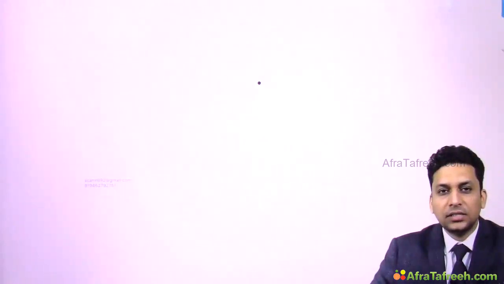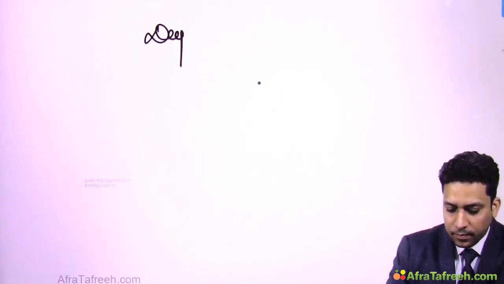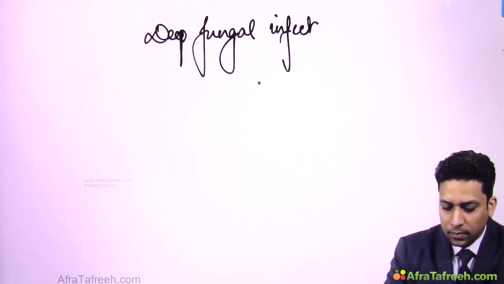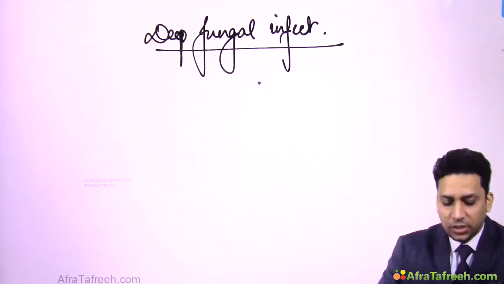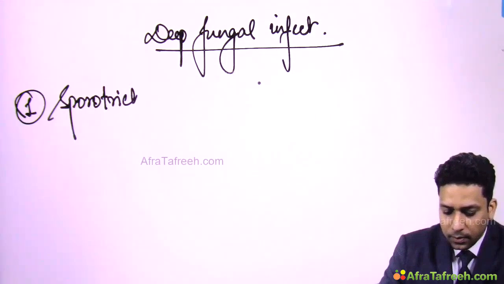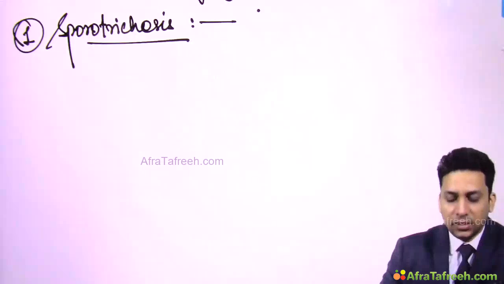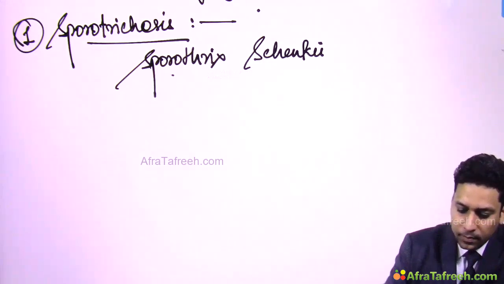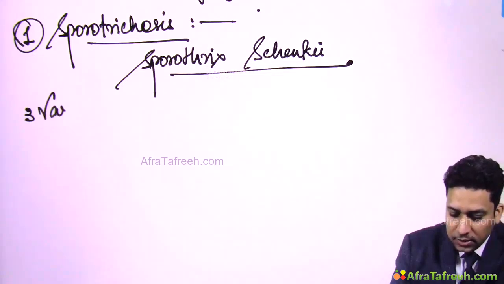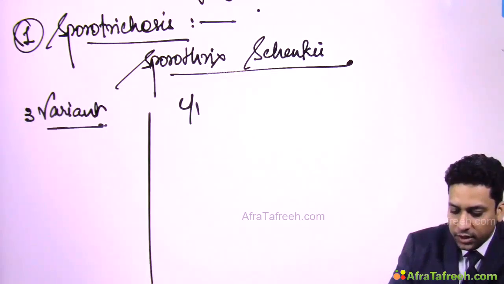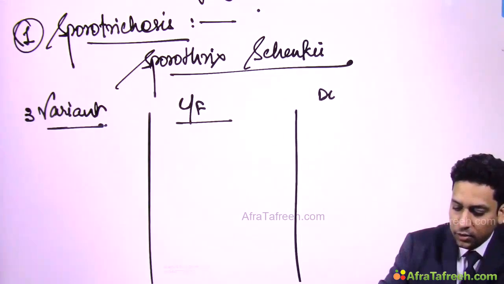Next, we will be discussing deep fungal infections. Under deep fungal infection, the first one is sporotrichosis. Sporotrichosis is caused by Sporothrix. There are 3 clinical variants of this condition which have different clinical features and different drugs of choice.